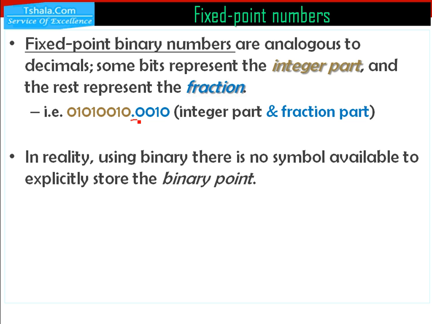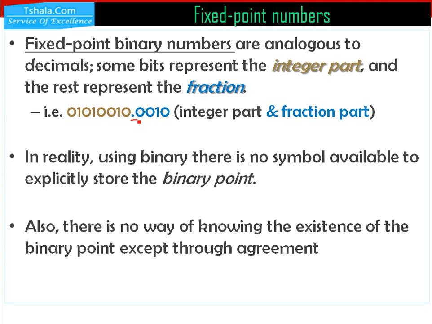In real life, when you use binary numbers, there is no symbol that can be used explicitly to store that binary point. There is also no way of knowing the existence of the binary point. It's only when you read the question or when you work with fixed point numbers that you have to agree on where to place the binary point.